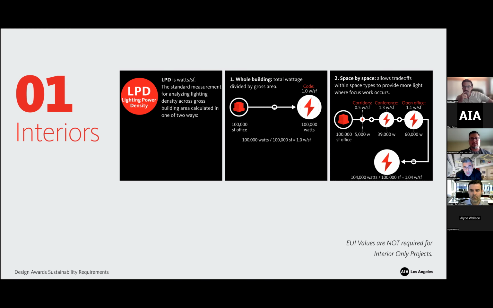I know a lot of times on higher end projects, we'll use a lighting designer, and they might want to do a space by space analysis. It's a different way. It gives you a little bit more leeway in how much light you're allowed to put in a project. Half a watt for corridors and 1.3 for conference rooms, as opposed to 1.0 as a blanket. As you can see, we're allowed 1.0 in the left condition, and 1.04 in the right condition. So you're still going to be in the same rough neighborhood. Next.